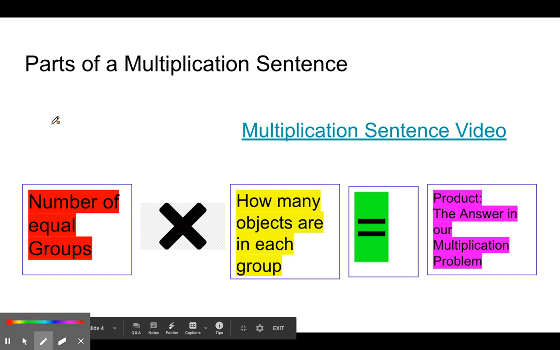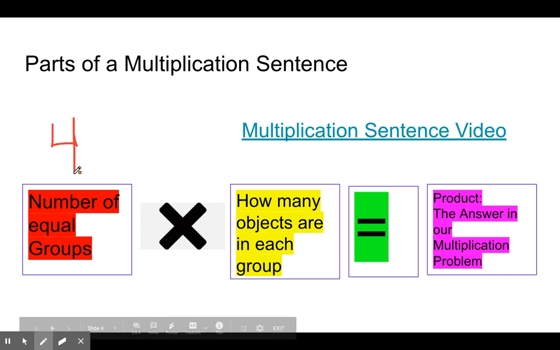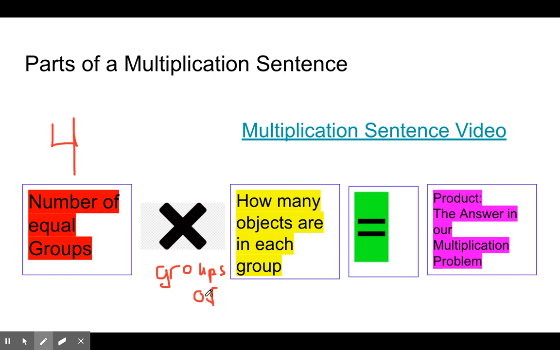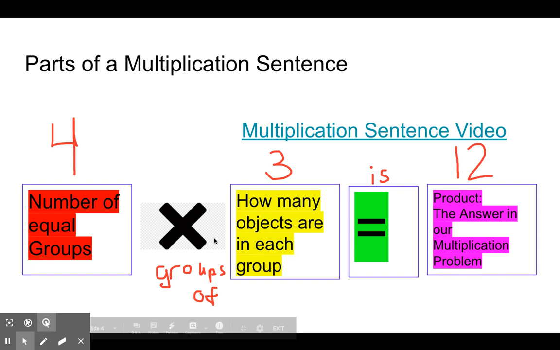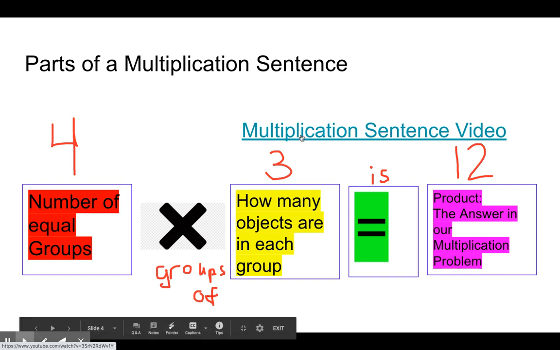So in our application problem, we had 4 groups of, that X means groups of, 4 groups of 3 is, that's what equals means, is, and our product, our answer, was 12, okay? If you want to review, you can click on this video.